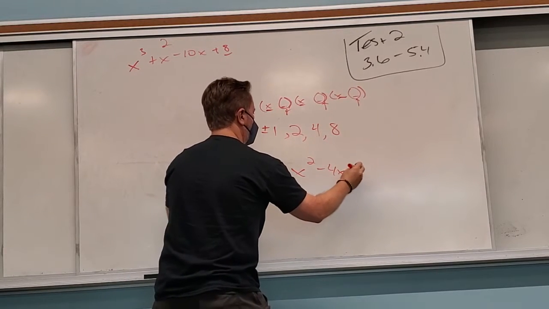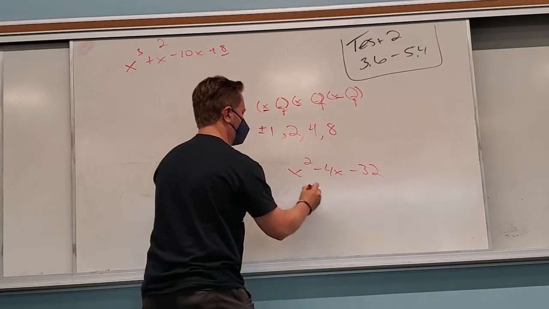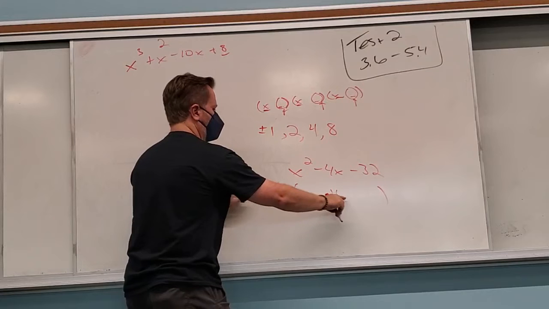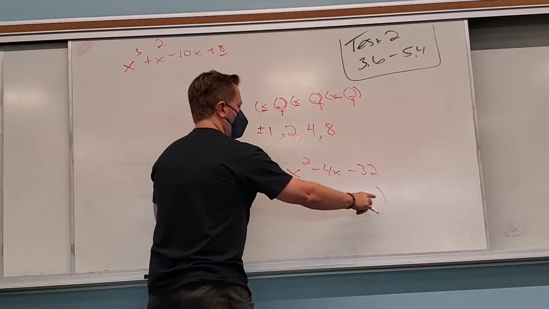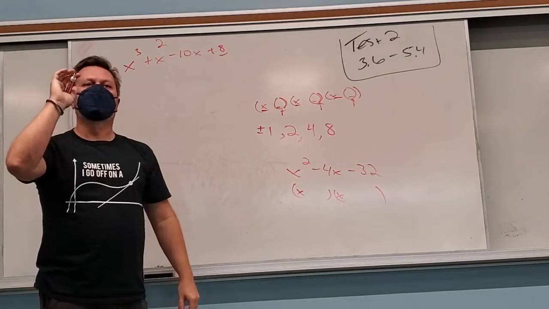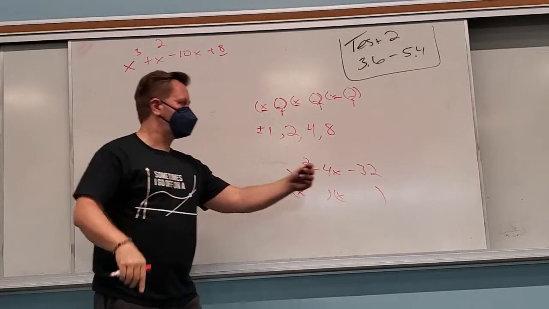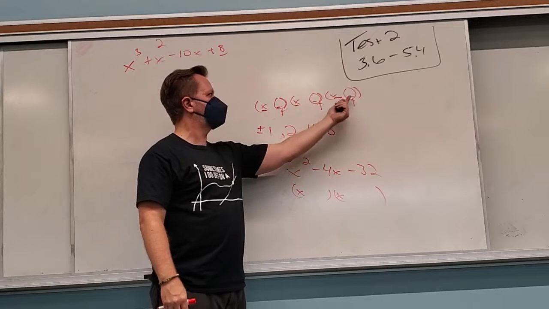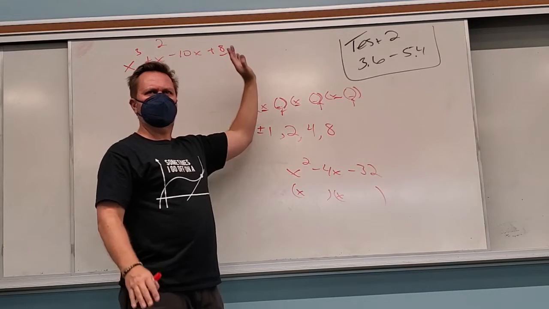Real quick, how would you factor this? What would you do? What do we go here and here? Because x times x is x squared. What numbers have to go here? What must those numbers do? Don't tell me what they are. What must they do? They must multiply to be this guy. Are you with me so far?